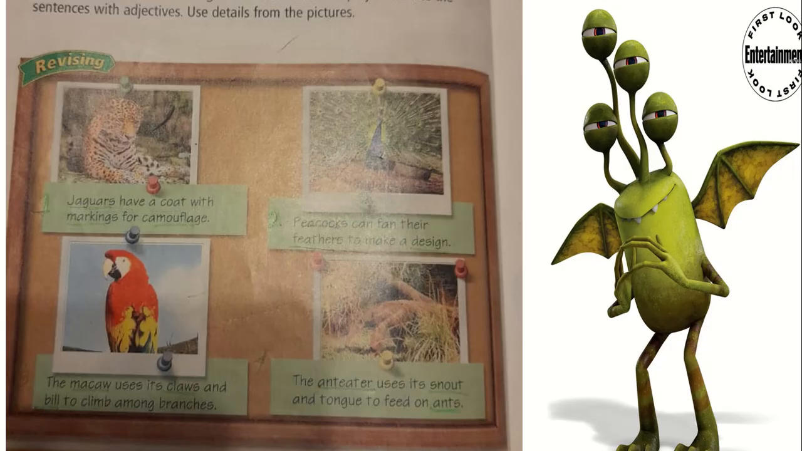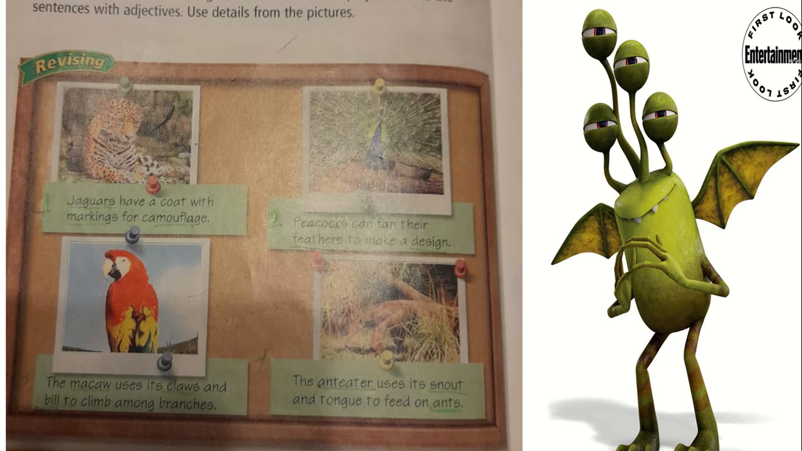Now let's do this activity. These labels will be hung on a bulletin board display. Elaborate the sentences with adjectives. Use details from the pictures. Okay, that means that you will rewrite these 4 sentences in your notebook and you will add adjectives.